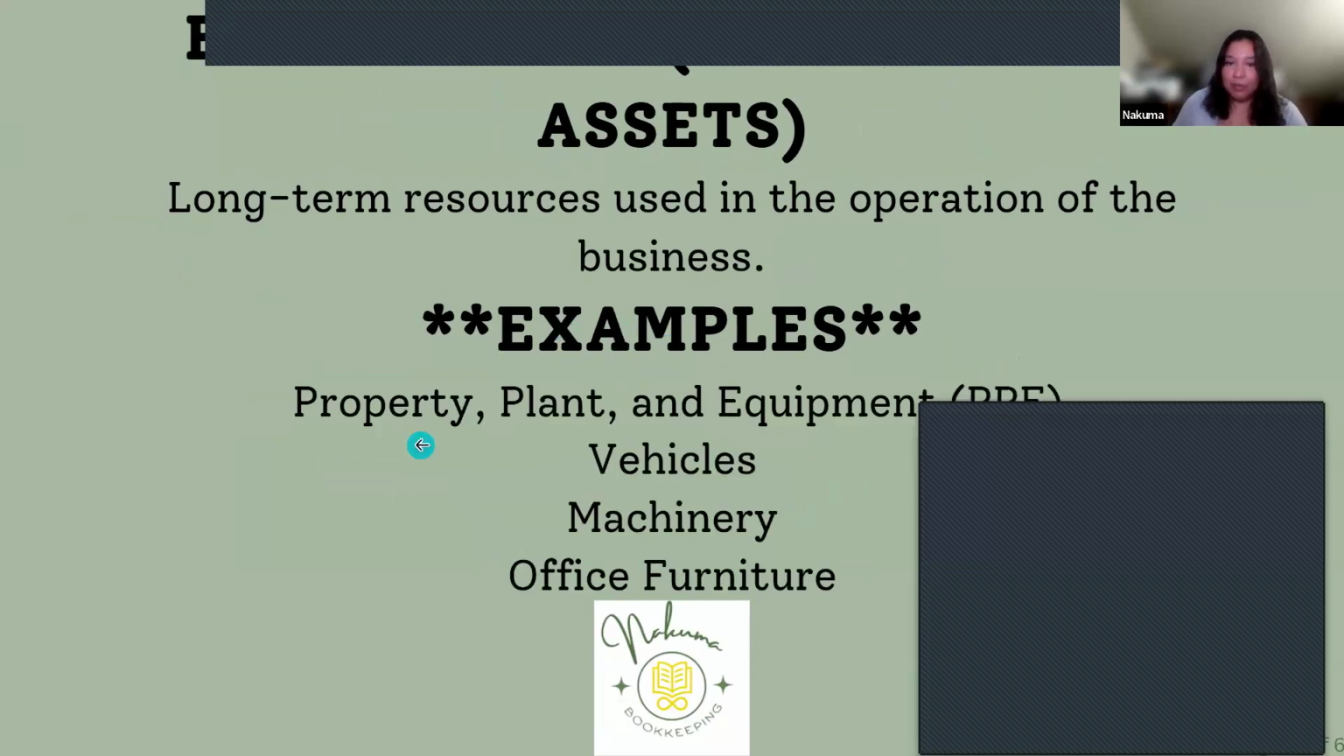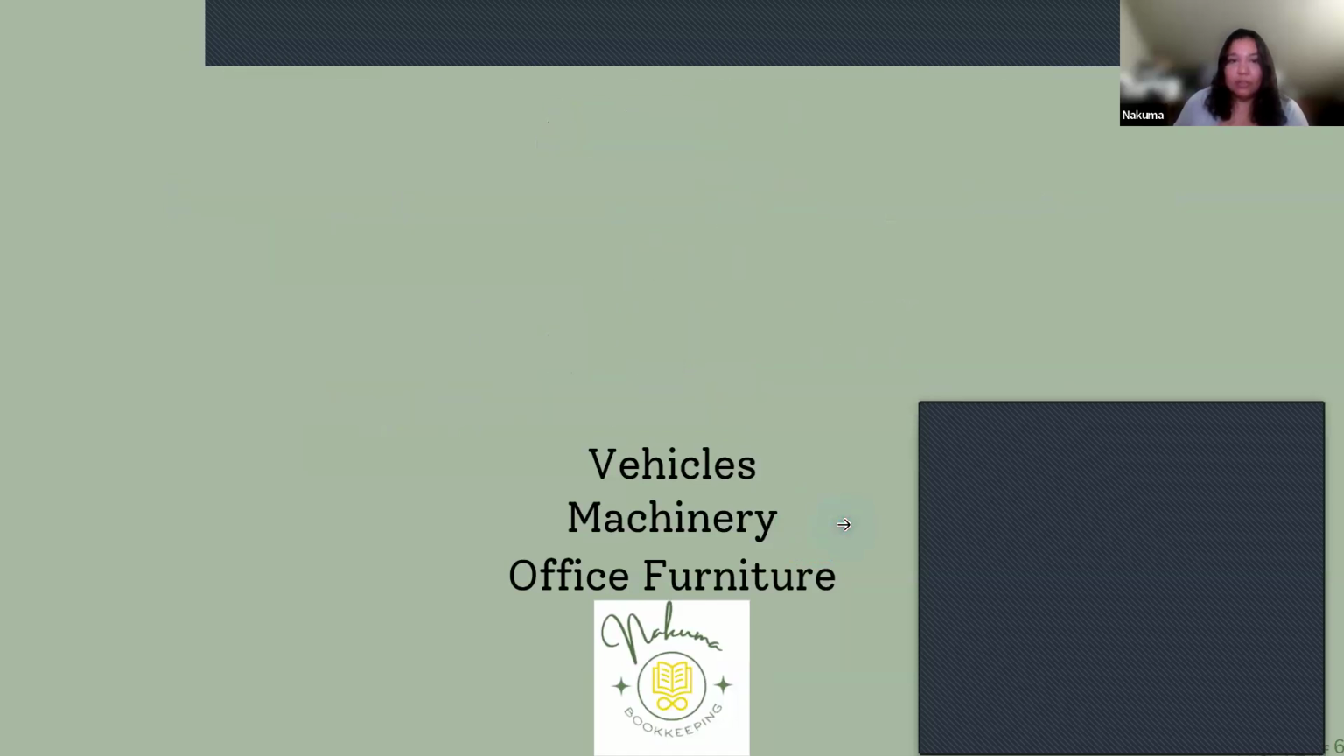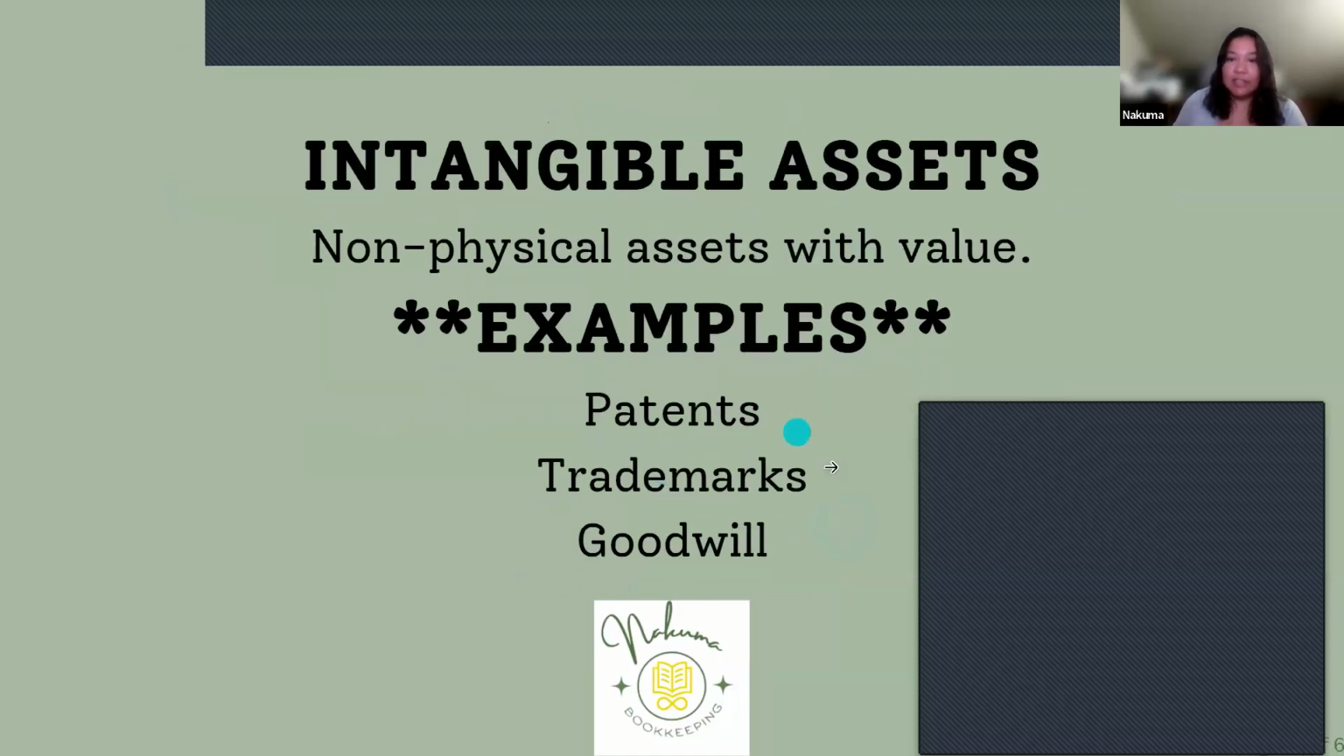Fixed assets are property, plant, vehicles, machinery, and office furniture. A lot of times with assets, especially with the long-term assets, we need to categorize for the depreciation of them. I'm not going to go into that here, but it's just something to be aware of. Intangible assets are trademarks. If you have a logo, or if you write a book, those are patents and trademarks that need to be kept as a continuing asset.